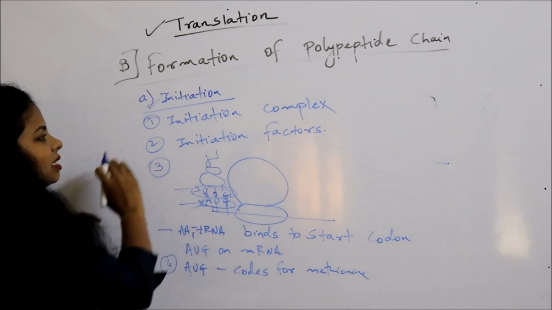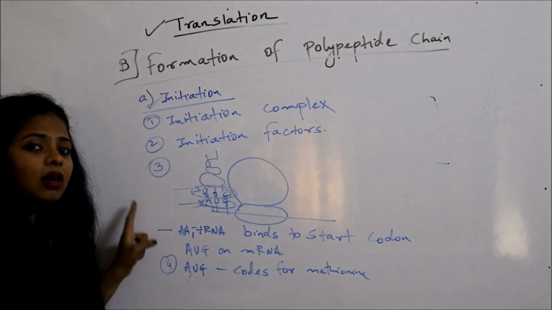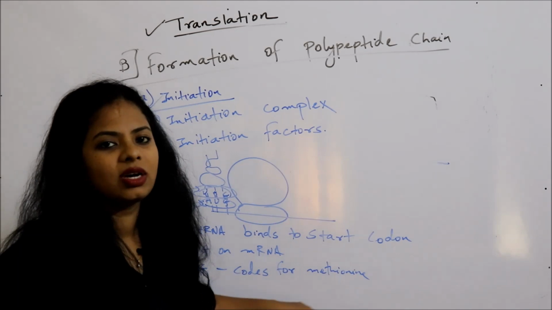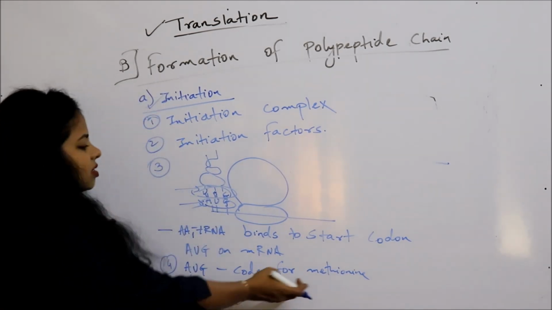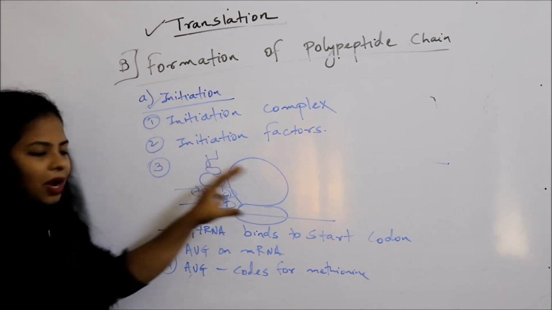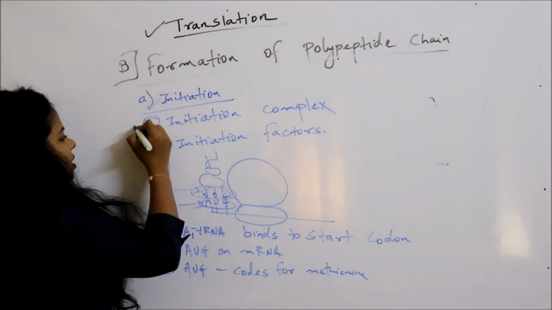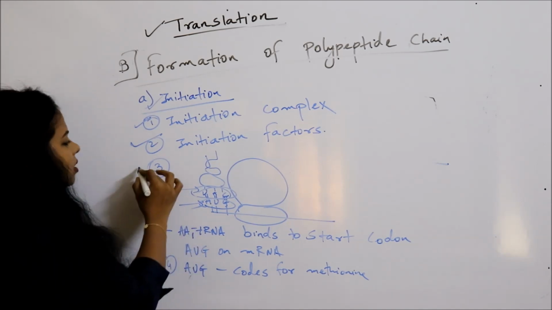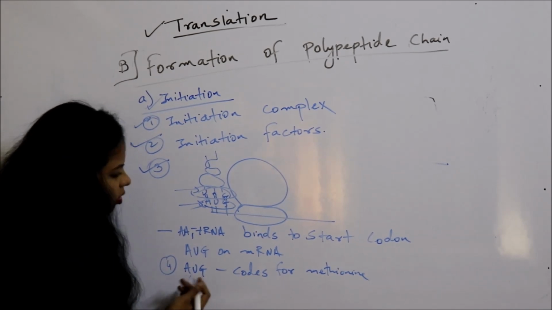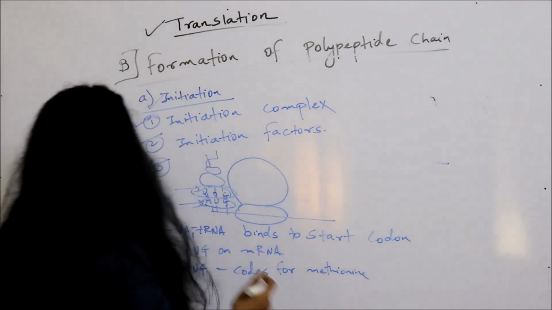Again I will repeat: first the initiation complex is required, initiation factors are required, then binding of codon and anticodon is required. When this binding occurs, methionine is the amino acid which is released. So it is the first amino acid. Now this binding, everything occurs on the ribosome. The first part was the initiation complex, second the initiation factors, third the binding of codon and anticodon, and fourth, methionine is the first amino acid which is formed.